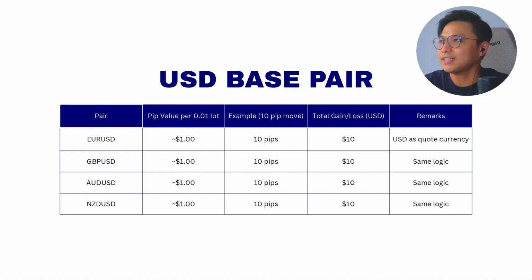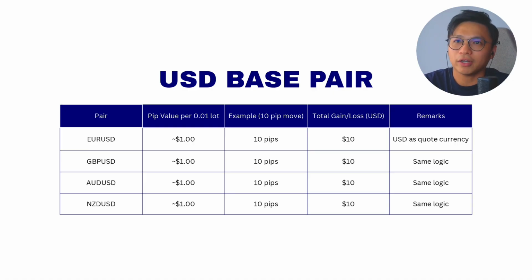Alright, so here's how it works. For US dollar quote pairs, the formula is simple and straightforward. The pip value is divided by the exchange rate, multiplied by the lot size, and multiplied by 100,000, because one standard lot is equal to 100,000. Because the US dollar is already the quote currency, your pip value stays roughly $1 per pip for 0.01. So you can see that all the major pairs that I'm showing here have the same value. That is the same logic as well.